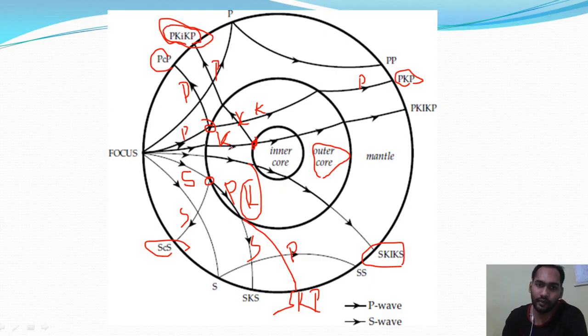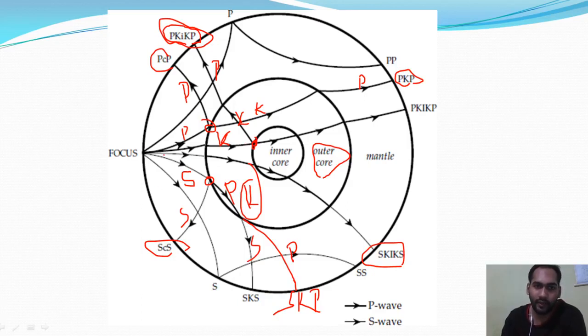P in mantle means P, P in outer core means K, reflected from outer core inner core boundary, that is small i, then traveled in the outer core as P wave, so it is named as K, then in the mantle, so it is named as P, right?